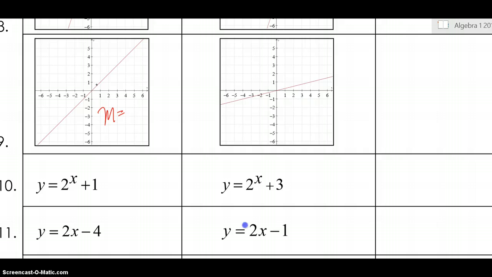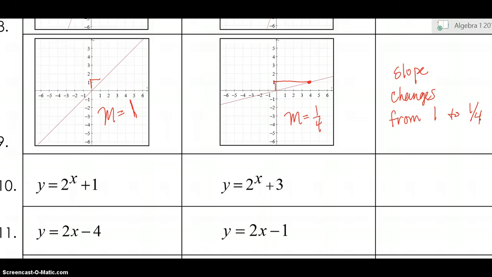1, right? Rise over run. So just up 1 over 1, so a slope of 1. But what's the slope in B? 1/4, right? Rise 1 and run 4. So the slope changes from 1 to 1/4. So it's not necessarily a shift like up or down, left or right, but it's changing steepness.